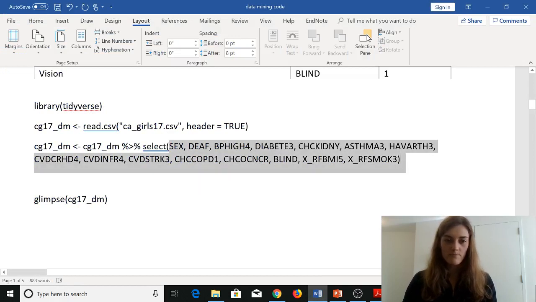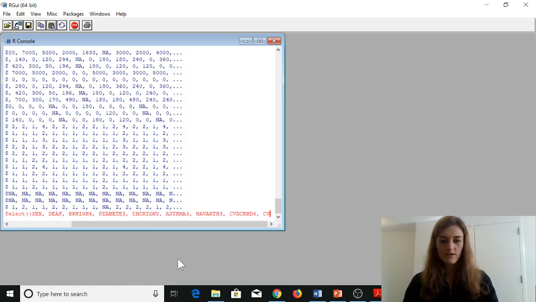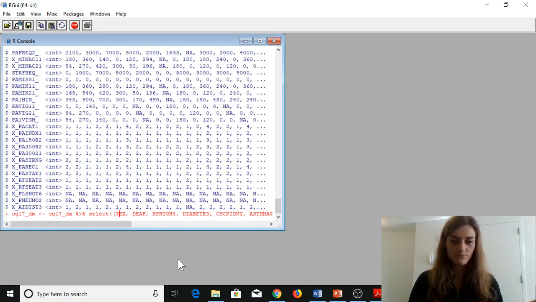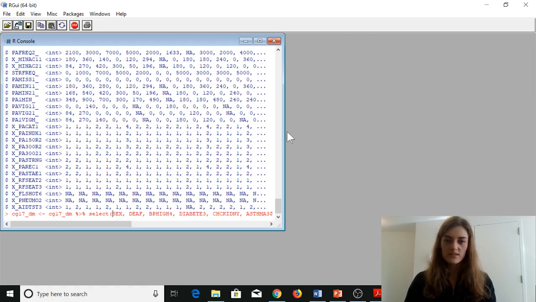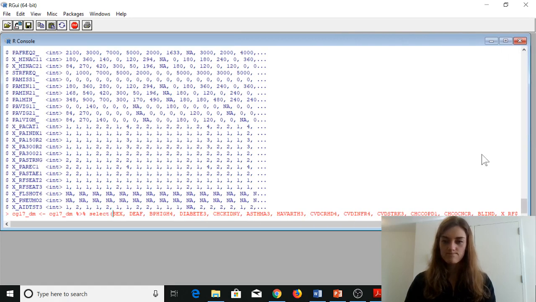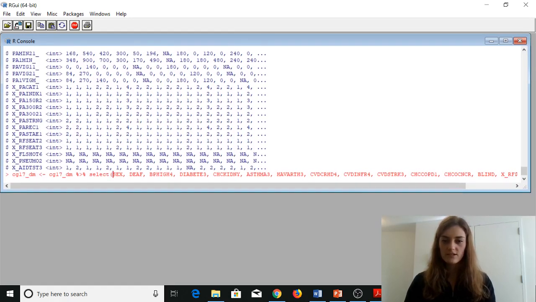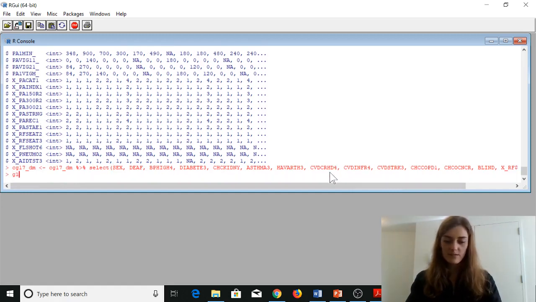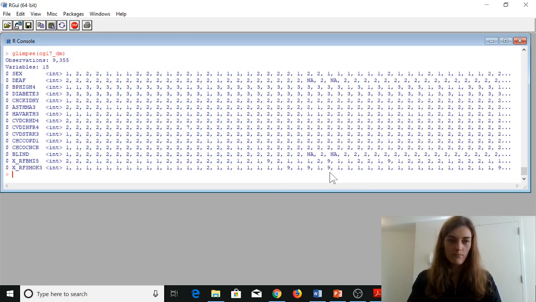Let me capture all of them. All right, copy, back to R, put them in. I think I might have an extra parenthesis in here. Yeah. All right, and I'll expand this window for you so you can see them. Make that a little shorter. There you go. So now we've subset our data file. Press enter. Let's take a glimpse. Glimpse, California Girl 17_DM. And now we have our 15 variables. So those 14 health variables from the NHANES paper, and then our sex variable.